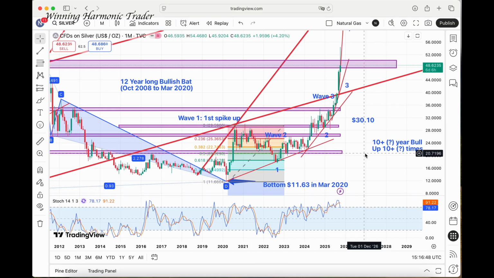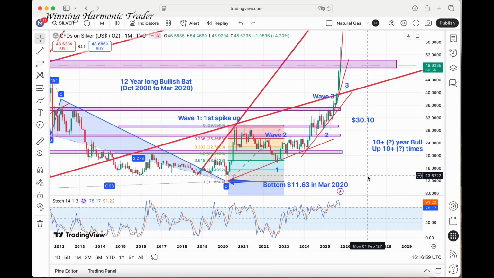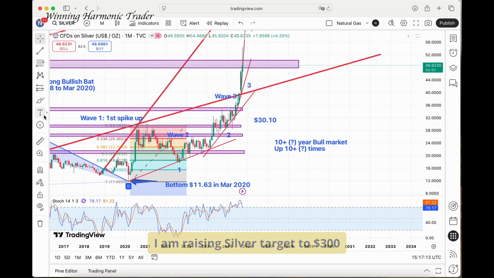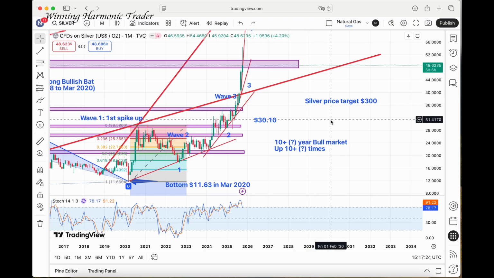So having said that, in the previous video, I set the target of silver at 120 very conservatively. I believe even at that point, silver can go up to $200. It's a more reasonable target. But now I'm raising silver's price target to 300, right? There are two reasons, right?